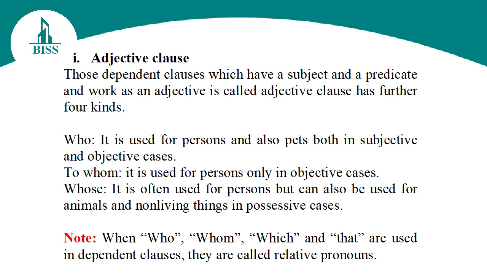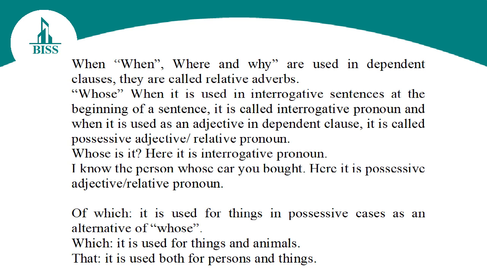Note, when who, whom, which and that are used in dependent clauses, they are called relative pronouns. When, where, and why are used in dependent clauses, they are called relative adverbs. Whose, when it is used in interrogative sentences at the beginning of a sentence, is called an interrogative pronoun, and when it is used as an adjective in a dependent clause, it is called a possessive adjective or relative pronoun. Whose is it? Here it is an interrogative pronoun. I know the person whose car you bought. Here it is a possessive adjective or relative pronoun.